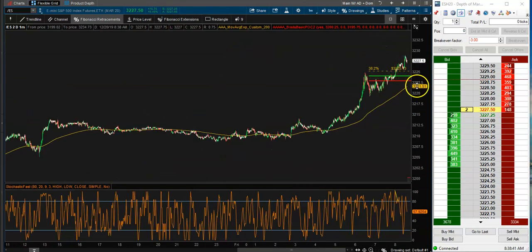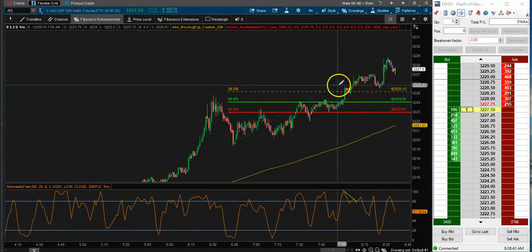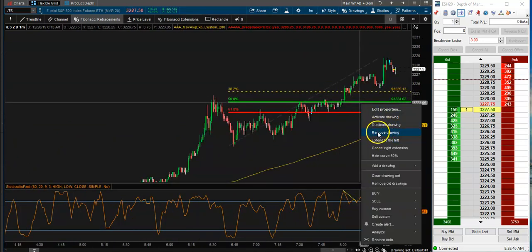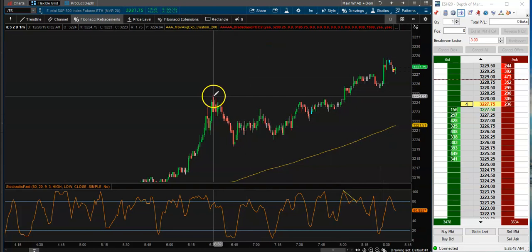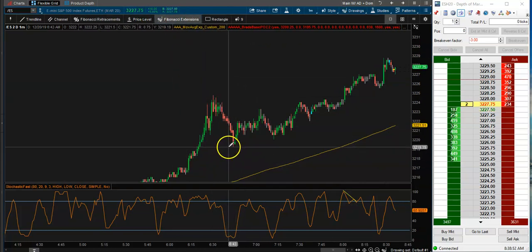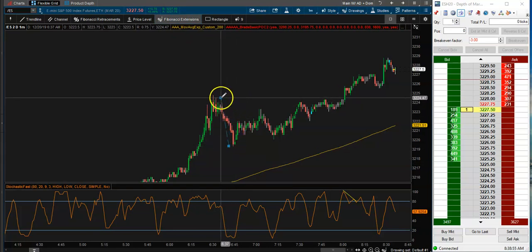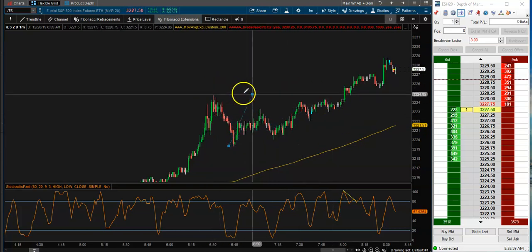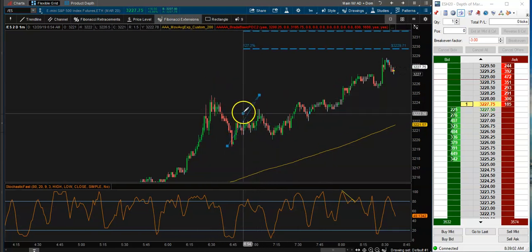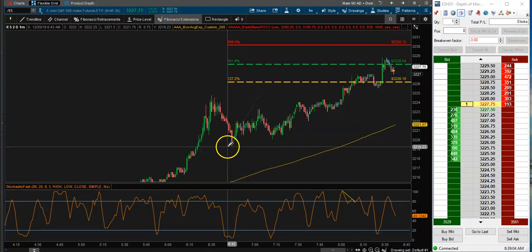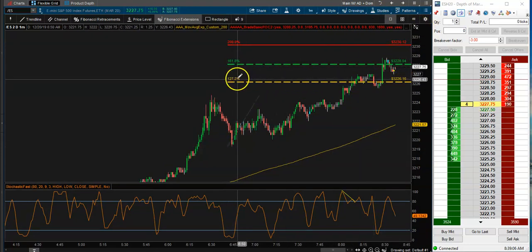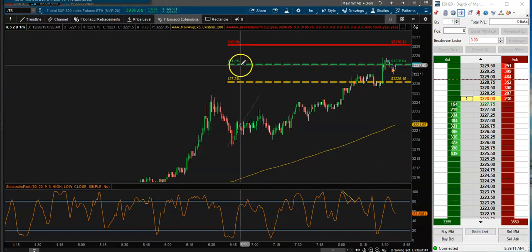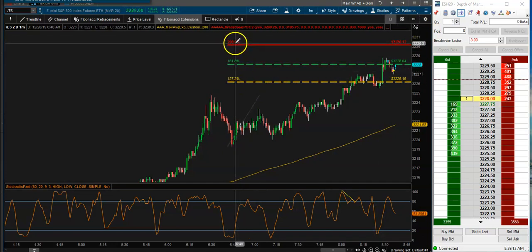Now for the extensions, okay, and let's use this prior extension, right, from this low to this high. I'll grab my Fibonacci extension, left click, I go to the lowest low to the highest high, right, again, all that price action, and then we'll come right back down. And these now give us levels of 127.2%, 161.8%, and then the 200.